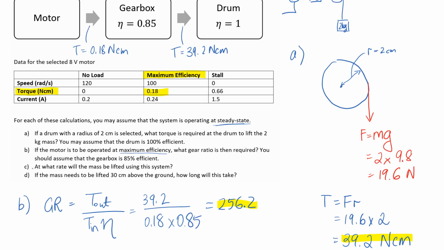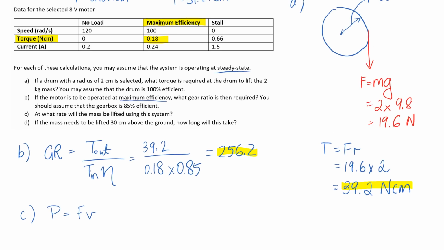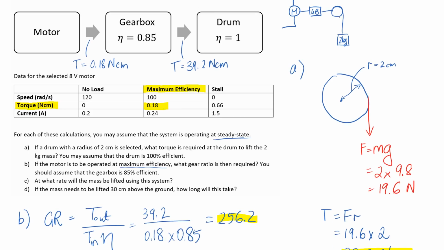So moving on to part C, we're asked what rate the mass will be lifted at using this system. The equation we're going to want to pick up here is that power is equal to force times velocity. And when we talk about this, since we're looking at lifting this mass on the end, we need to be considering the power we have available at this point in the system.